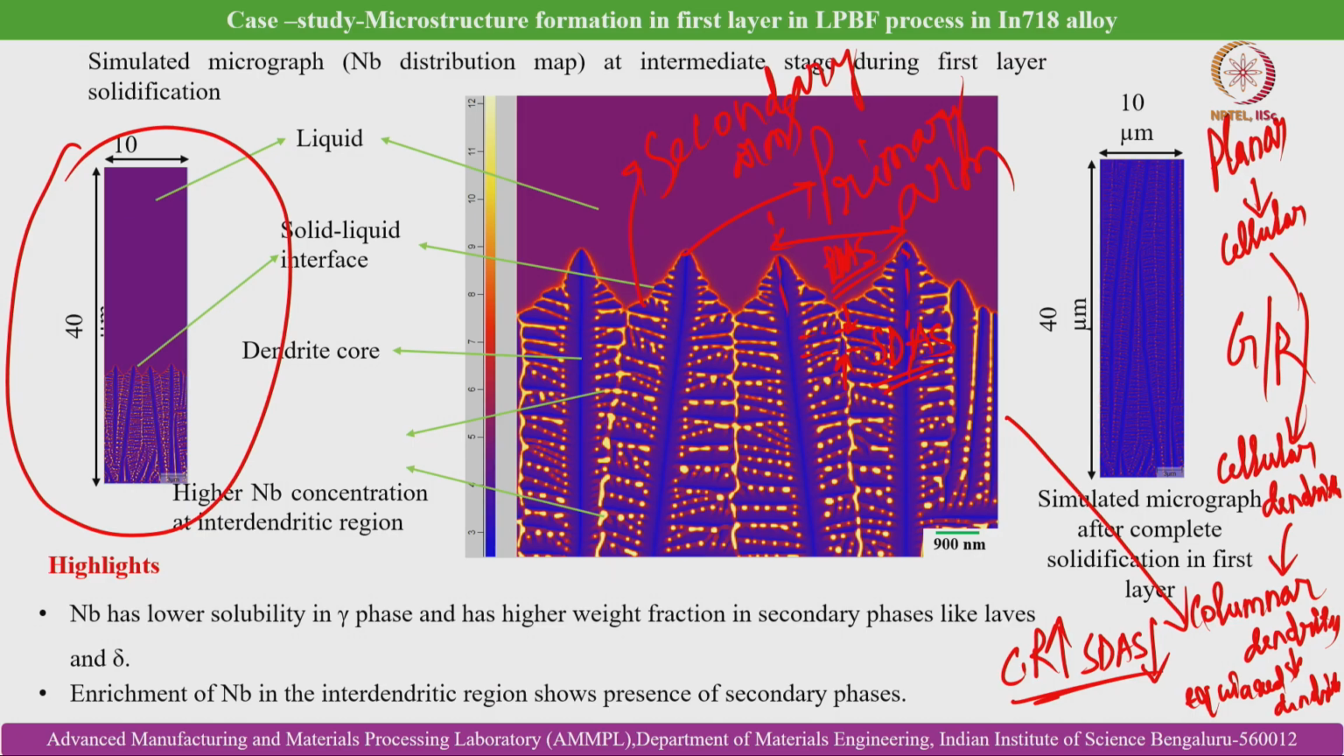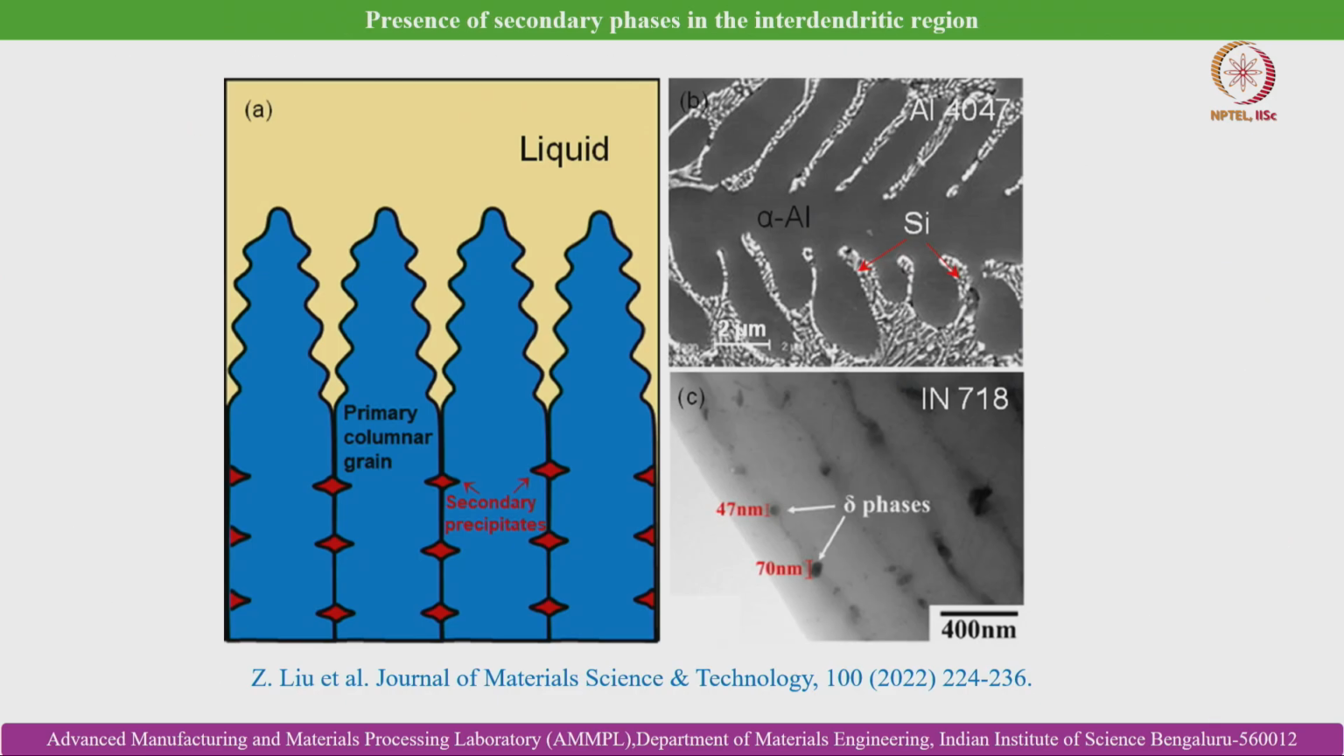Niobium has a lower solubility in the primary phase, that means the gamma phase, which is rich with nickel because it is a nickel based superalloy, and has higher weight fraction in secondary phases like Laves and delta phase. So, enrichment of niobium in the interdendritic region shows the presence of secondary phases. Here the solid liquid interface and dendrite core are all marked in this typical example. This is the presence of secondary phases in the interdendritic region.